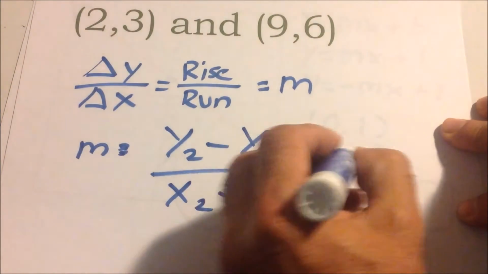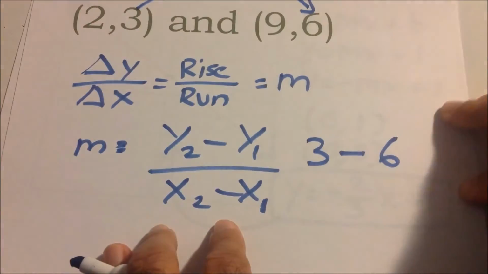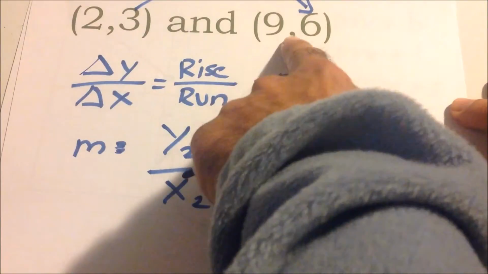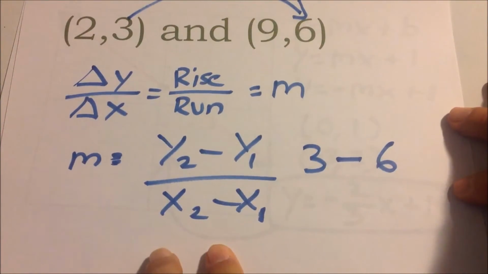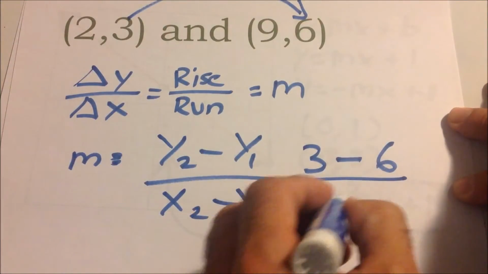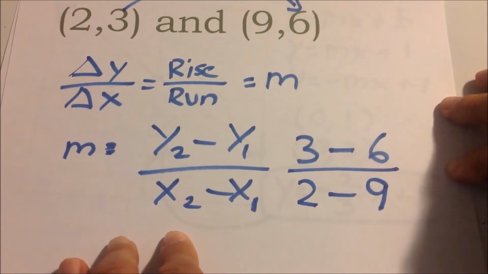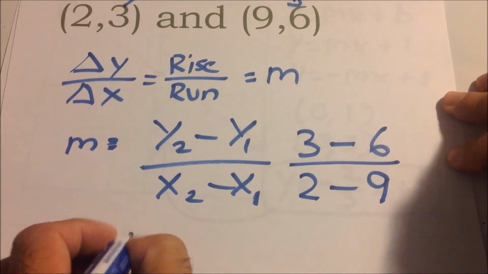So let's use this y. 3 minus 6. 3 minus the 6. Remember, y minus y. Okay, so if we're using this 3, we have to use that 2 now. 2 minus 9. And that'll give you the slope. So what is the slope? What is m?